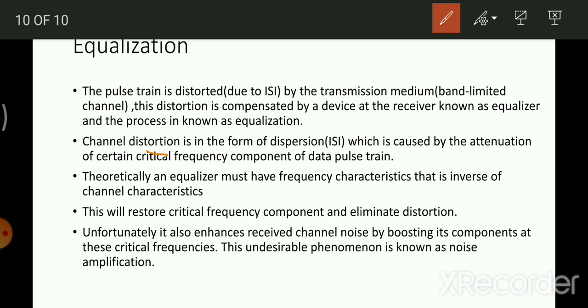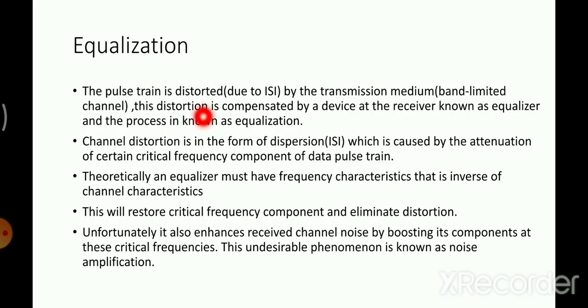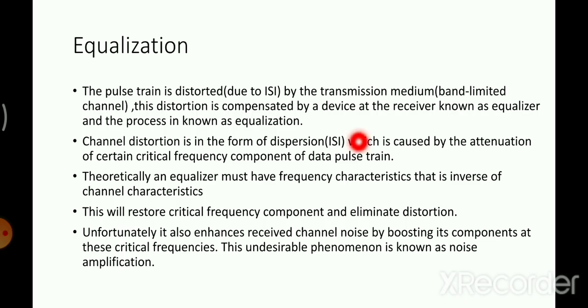Whenever we do the transmission, our transmitted pulse is distorted because of the presence of ISI, and ISI occurs because of the band limited nature of the channel. To compensate this distortion at the receiver, we have a device which is called an equalizer, and the process is known as equalization. Now, channel distortion is in the form of dispersion. As I told you, the distortion they have mentioned is nothing but ISI.